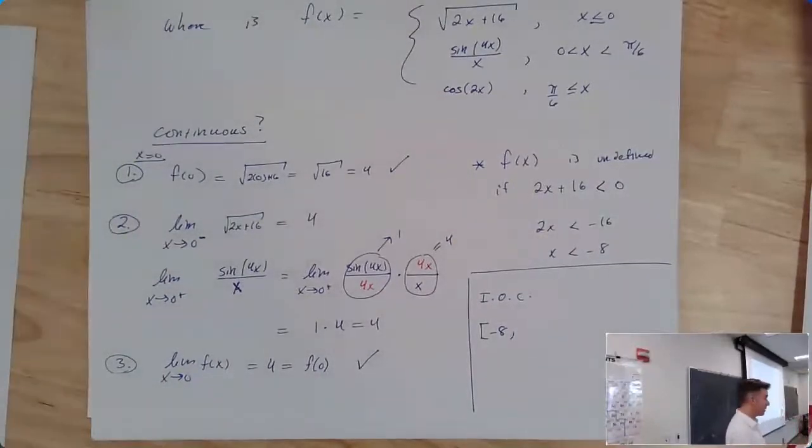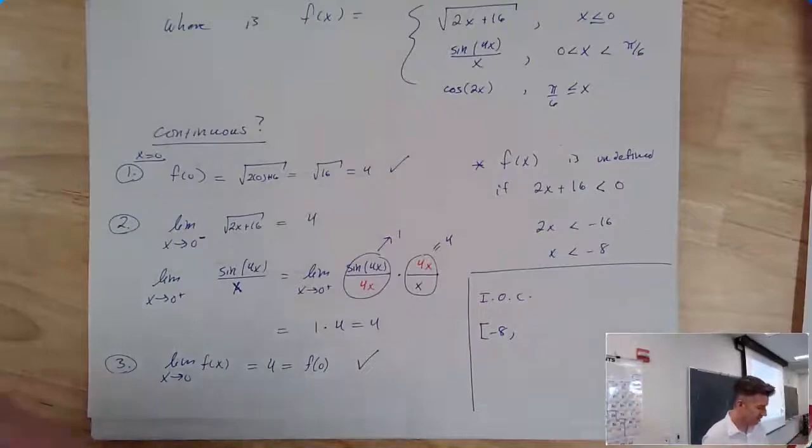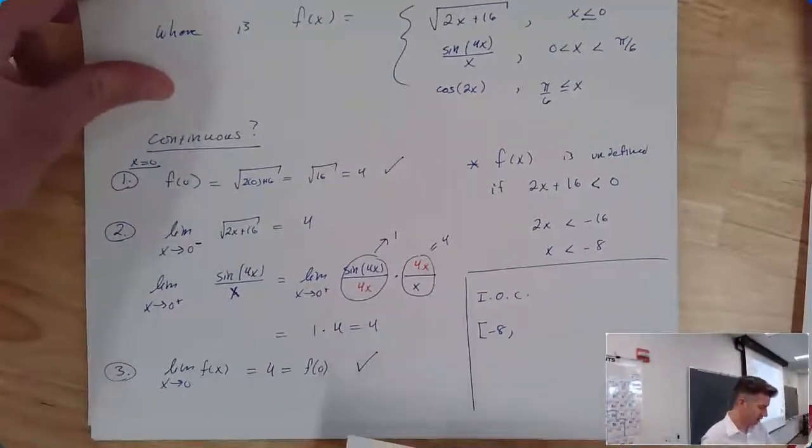Let's look at the other point. When I ask these kinds of questions, it's almost always likely that one of the points is going to be continuous and one of the points is not going to be continuous. I'm not saying your teacher is going to do that, I'm just saying it's often what happens. So let's look at the other point of interest, which is pi over 6.